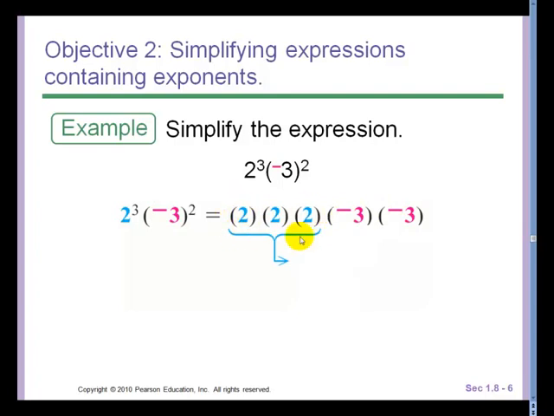Some of these you might know how to do without going one at a time. So 2 cubed is going to be 8. 2 times 2 is 4, 4 times 2 is 8. -3 times -3 is a positive 9, because you have a negative times a negative. And then 8 times 9 is 72.